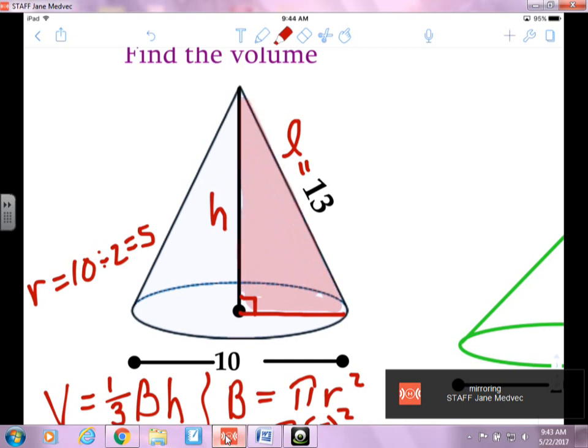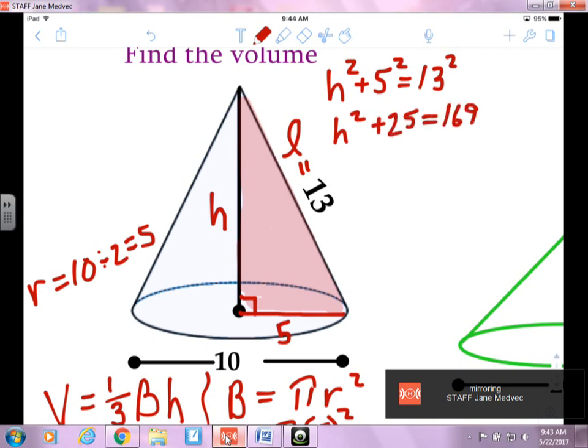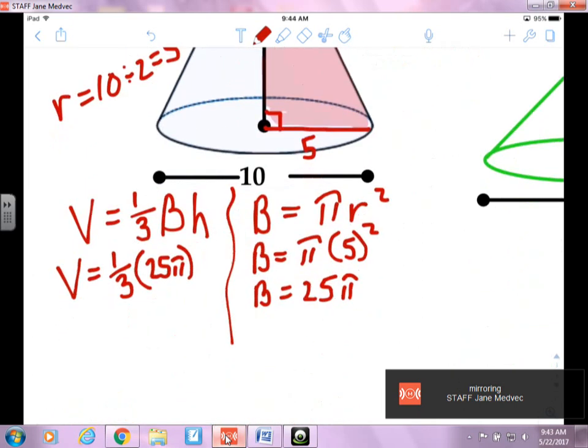I know that this little section here is 5. I already found the radius. So what I'm going to do is grab that lovely Pythagorean theorem again. I'm going to go h squared plus 5 squared gives me 13 squared. H squared plus 25 gives me 169. H squared is 144. Square root it. H ends up giving me 12. So now I found the height, and I can come down and put 12 in here.